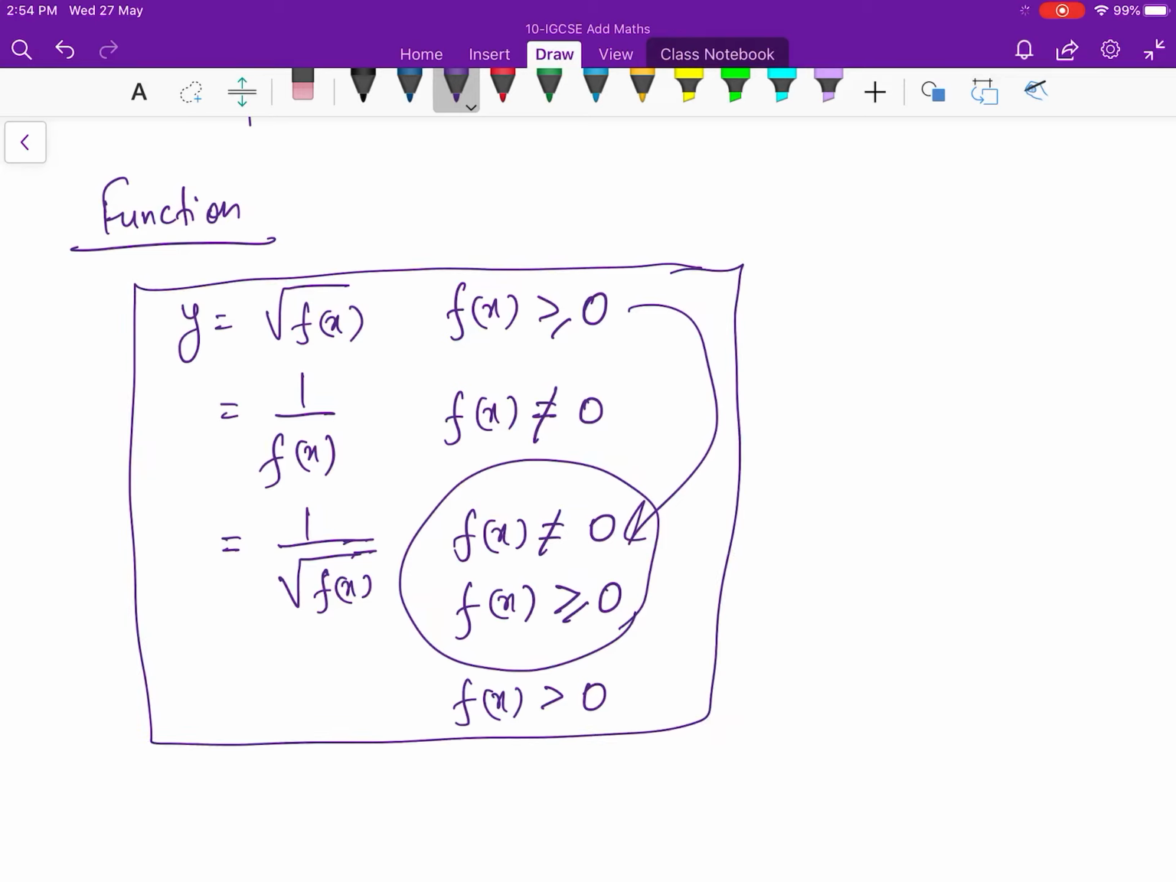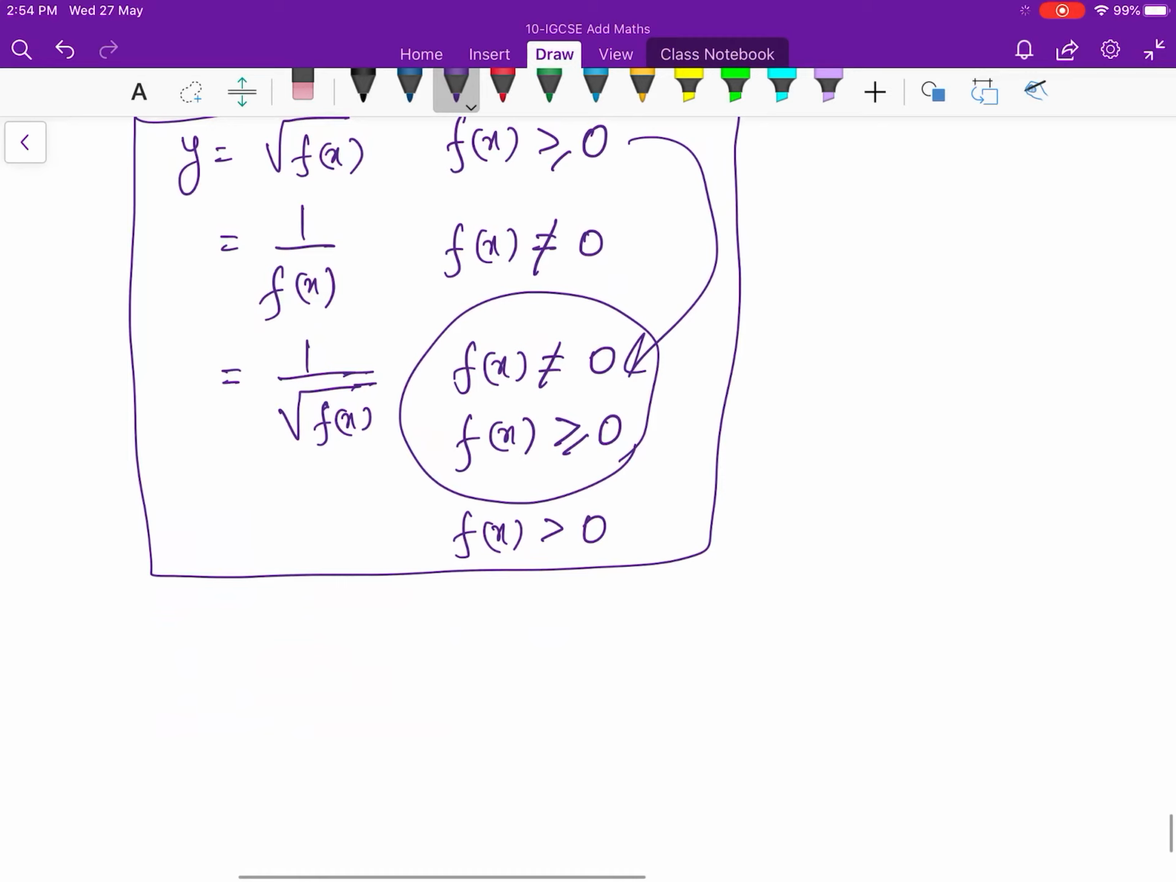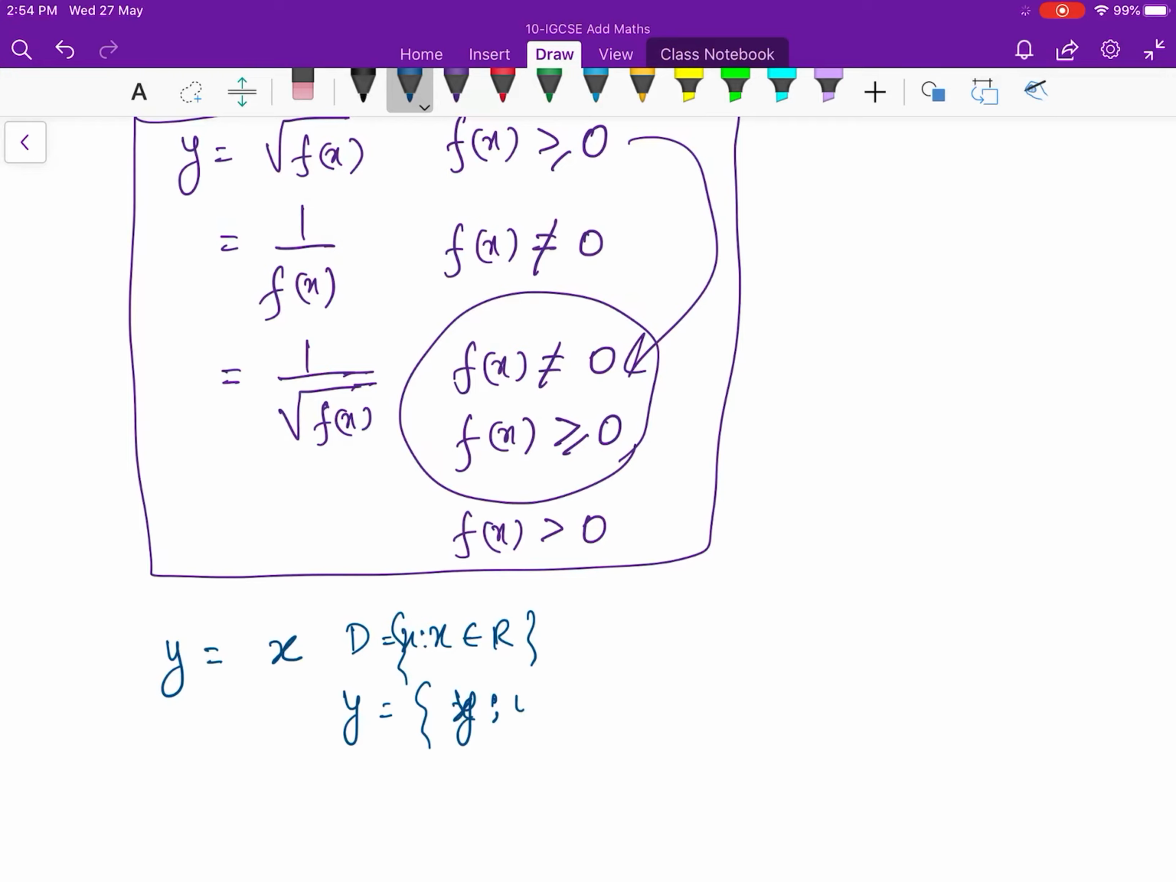So these are the basic things you need to know: if you see any kind of this relation, you need to check whether it is defined or not. Let's take a few examples which will help you understand the concept and solve problems. Suppose I have y is equal to x. Then here you don't have any restrictions, so x belongs to R, that will be the domain, and y also belongs to R. So y could be anything, x could be anything.